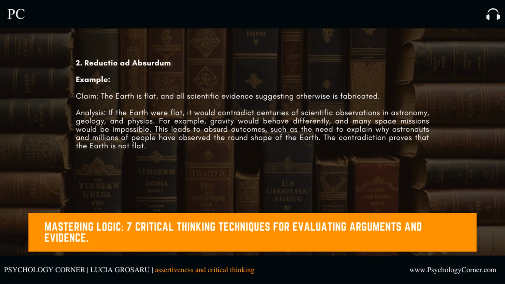Example. Claim: the Earth is flat, and all scientific evidence suggesting otherwise is fabricated. Analysis. If the Earth were flat, it would contradict centuries of scientific observations in astronomy, geology, and physics. For example, gravity would behave differently, and many space missions would be impossible. This leads to absurd outcomes, such as the need to explain why astronauts and millions of people have observed the round shape of the Earth. The contradiction proves that the Earth is not flat.